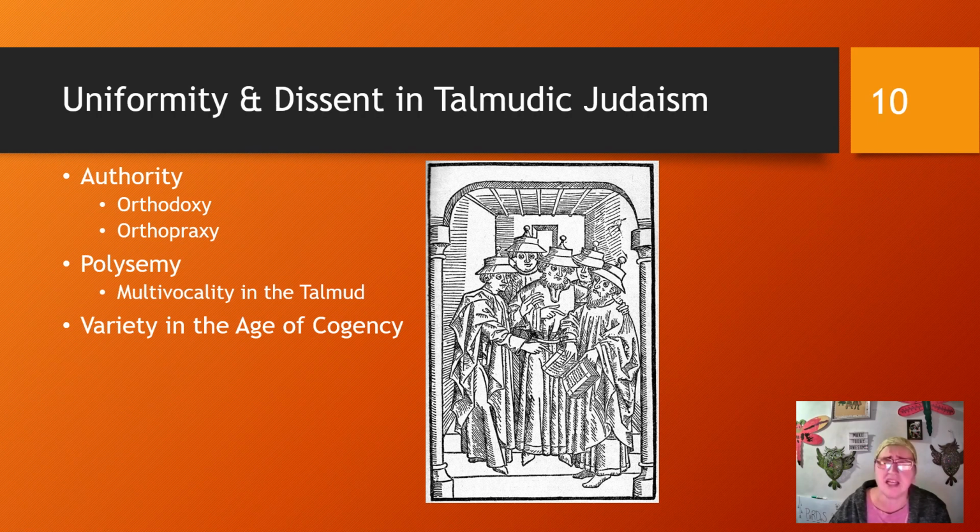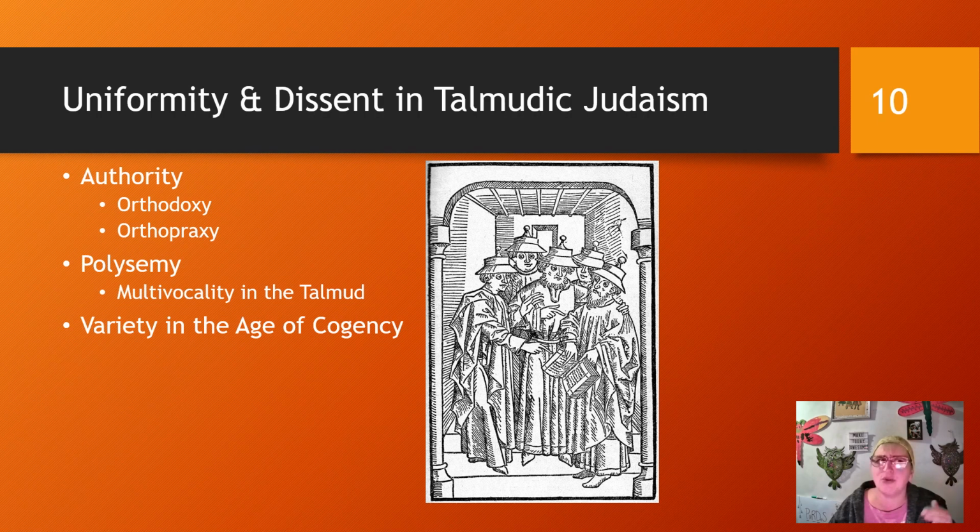Authority is a matter of validity of one's position or validity of one's qualifications to have an opinion. It doesn't necessarily make your opinion always correct, or it doesn't mean that everyone's going to agree with your opinion. So in the Talmud, we get a great deal of polysemy, that is multiple voices recorded even if they disagree.